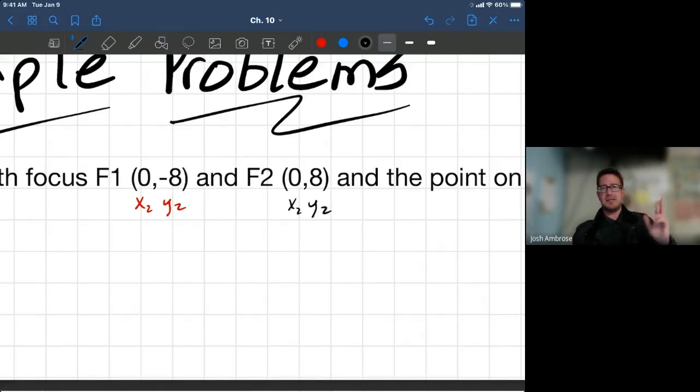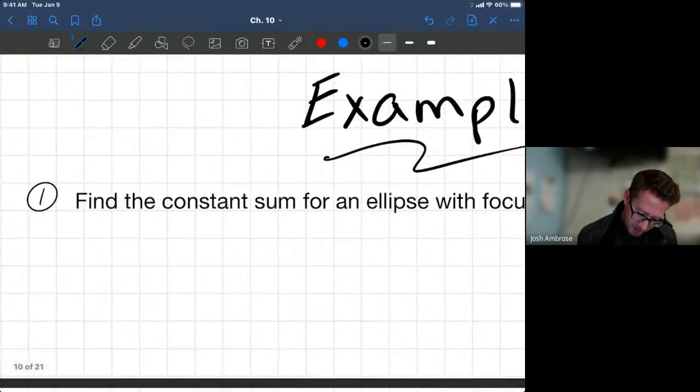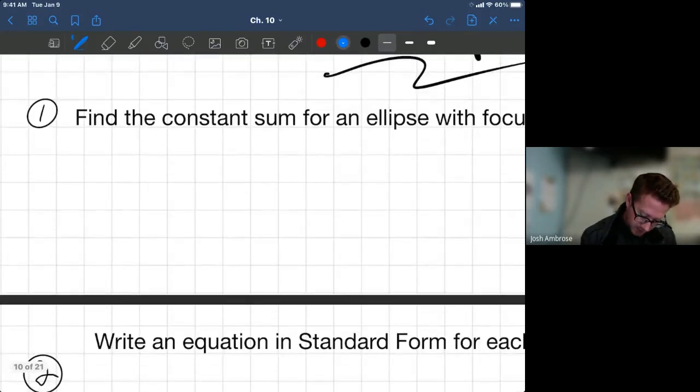So I just put them in different colors to make sure you understood. We're going to do two distances. I know they're both saying x2, y2, but just follow along with the fact that one's red, one's black, different color. So we're going to use them in different situations here. All right, so let's set up the distance formula for the point with F1.